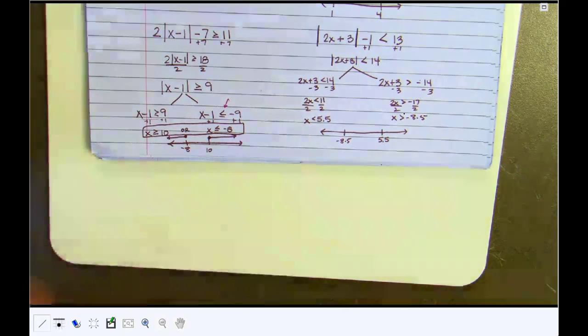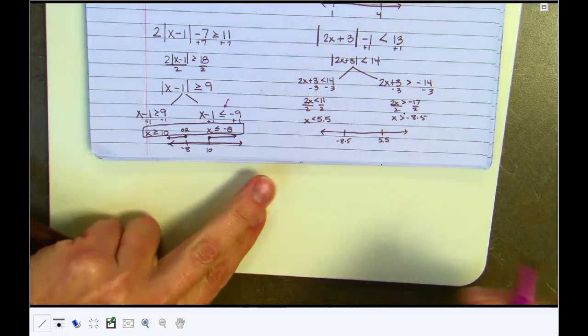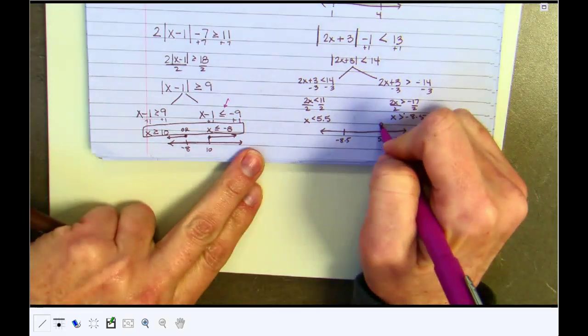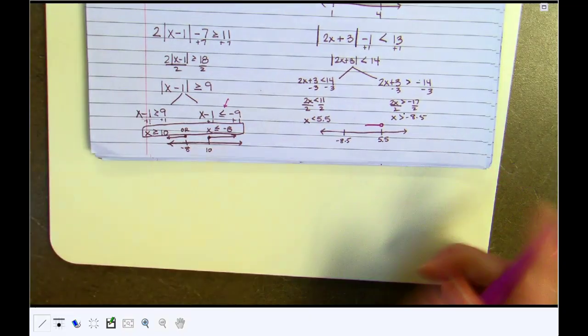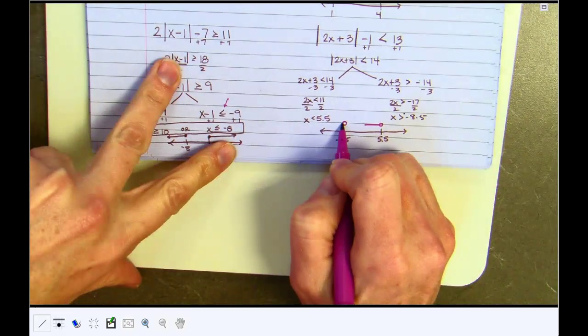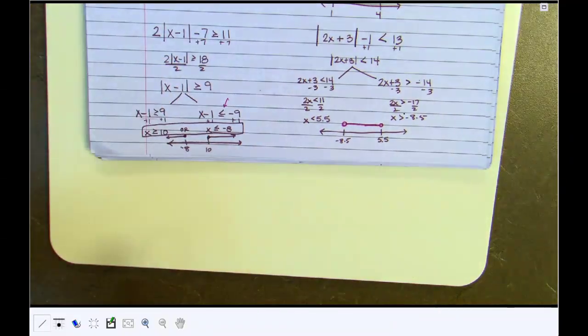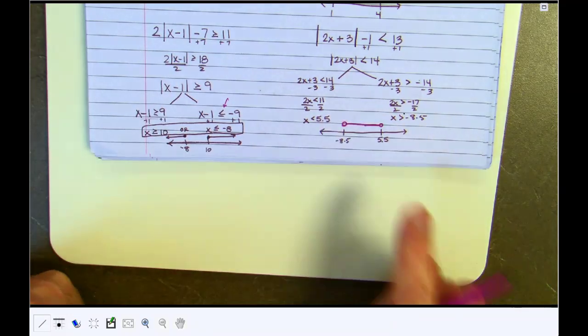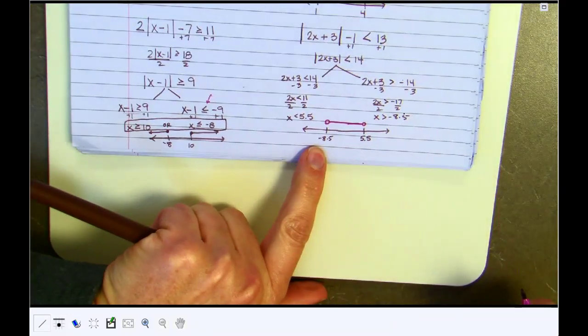Okay, so I have x is less than 5.5. Open or closed? Open. What way does the arrow go? Left. And I have x is greater than negative 8.5. Open. Arrow goes right, and they meet up with each other. Now, this is an and, and it's not okay to just put and in between them. You have to write this as a single inequality.